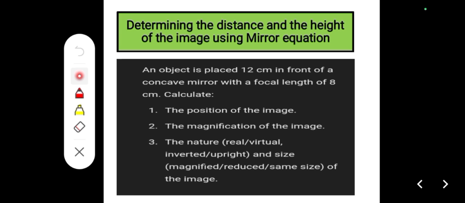And third, from your results in numbers 1 and 2, you're going to interpret these numbers into the nature of the image, whether it's a real image or a virtual image. You will also identify whether the image is inverted or upright. And you'll also identify the size of the image. Is it magnified, reduced, or the same size as that of the object?